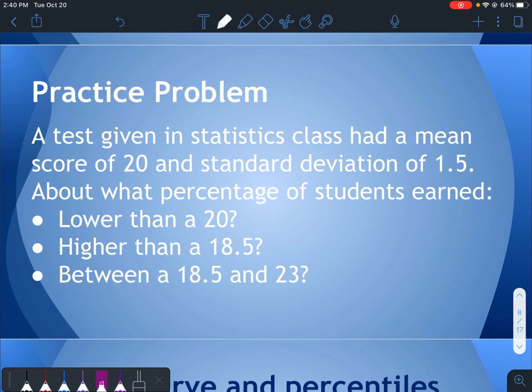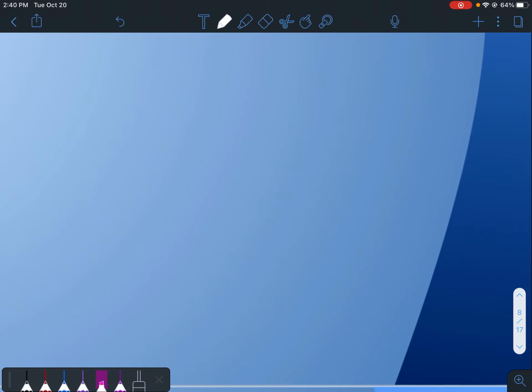Let me just get my colors ready here. And a standard deviation of 1.5. About what percentage of students earned lower than a 20, higher than an 18.5, between an 18.5 and a 23?